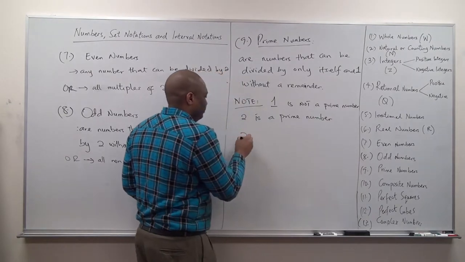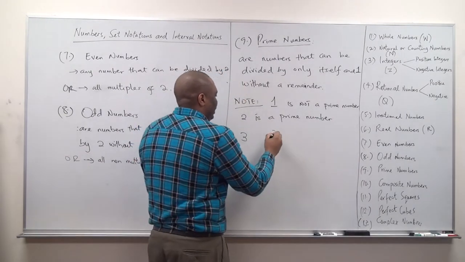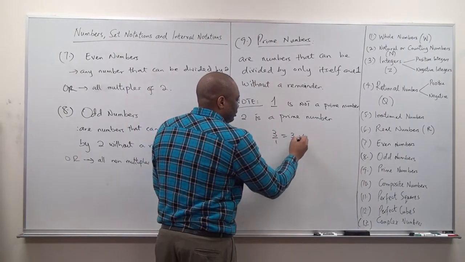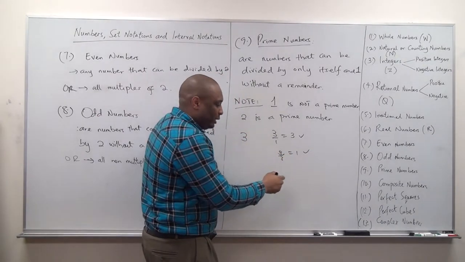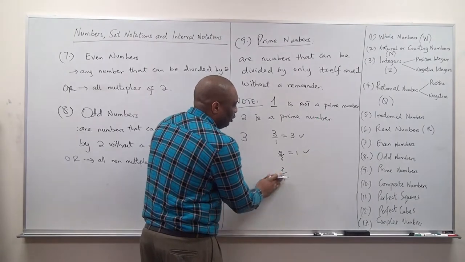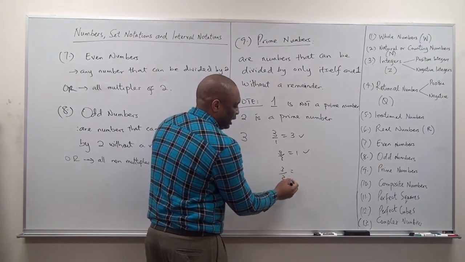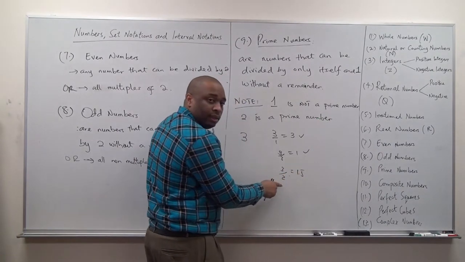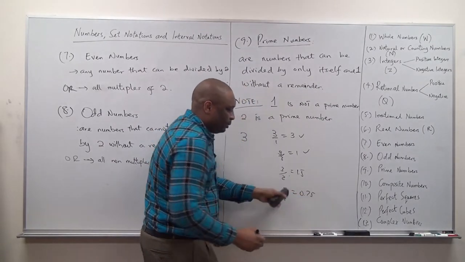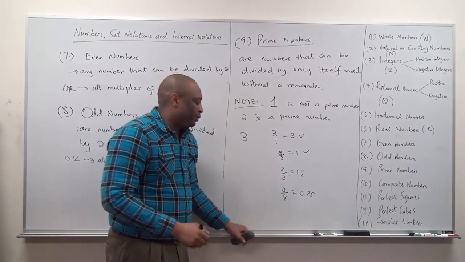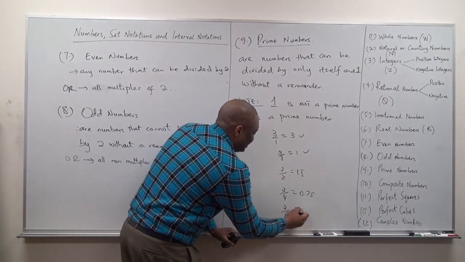Let's look at 3. 3 divided by 1 is 3, that's good. 3 divided by 3 is 1, that's good. But if you do 3 divided by 2, it gives you a 1.5. If you do 3 divided by 4, it gives you 0.75. So any other number, if you do 3 divided by 5, it gives you 0.6.